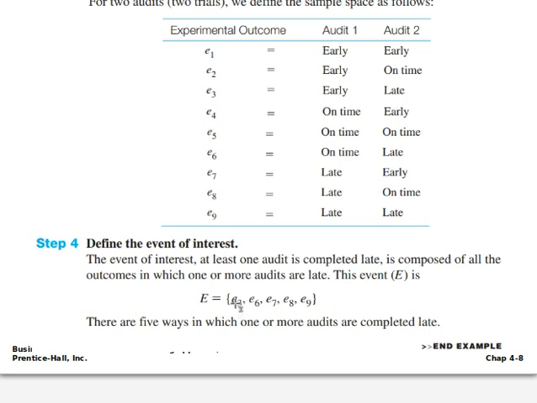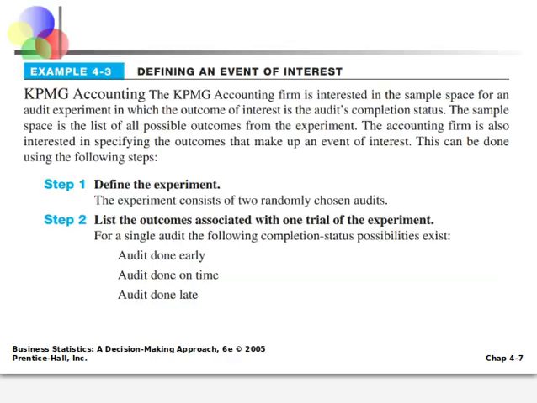So that space is E3, E6, E7, E8, and E9. So there are 5 ways in which one or more audits are completed late. So that's how an event of interest is defined.